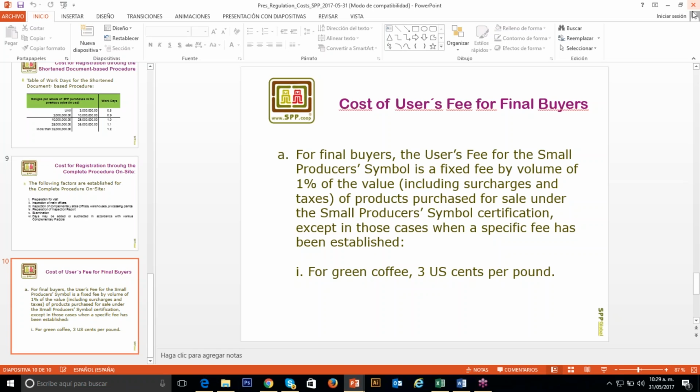Does anybody have a doubt or comment on this presentation? Or we can continue with the next presentation, that is the regulation on graphics.